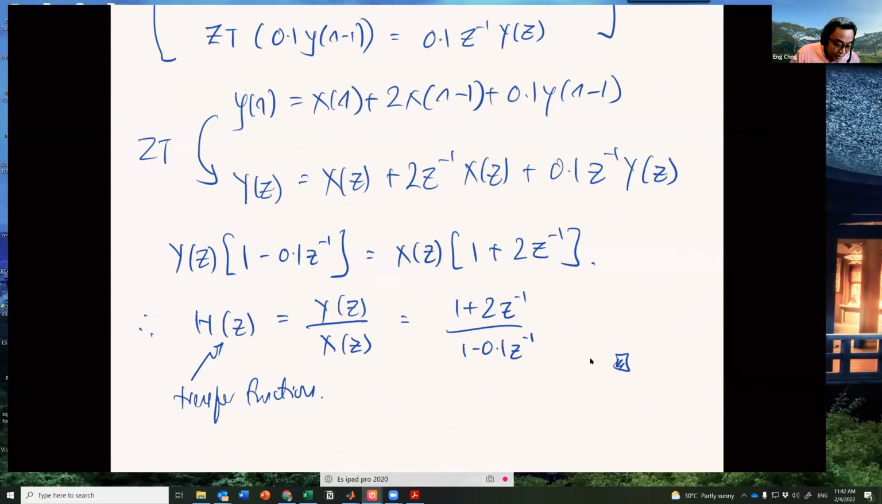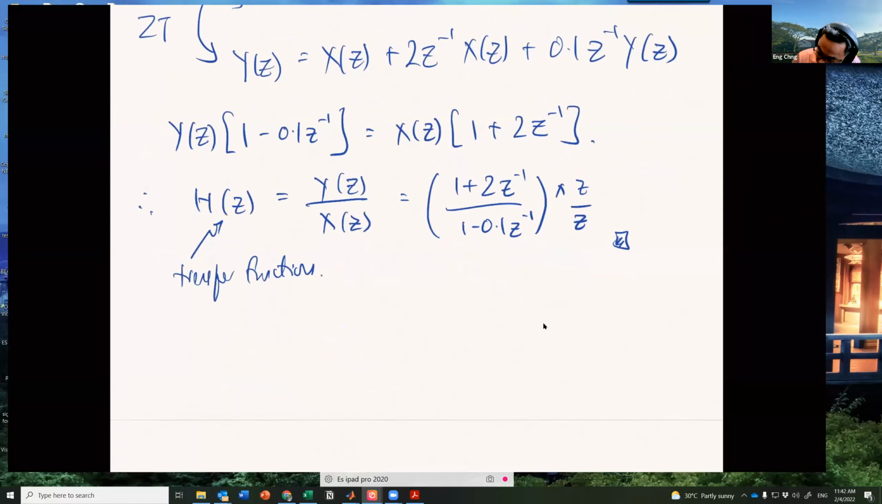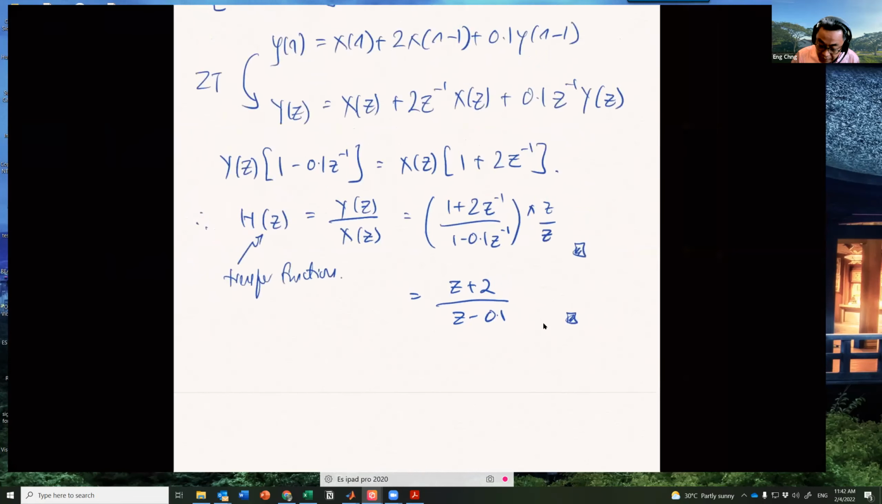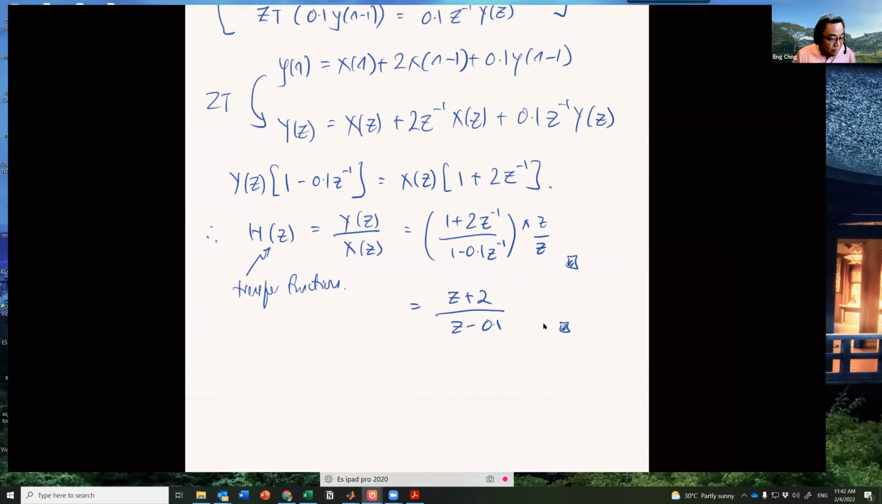Typically, we don't like to write it in the negative power of z. So we multiply the top by z and the bottom by z to get rid of the z minus 1. And we get (z plus 2) over (z minus 0.1). So this is the answer. All right, so this is part of the answer, which says find the transfer function.